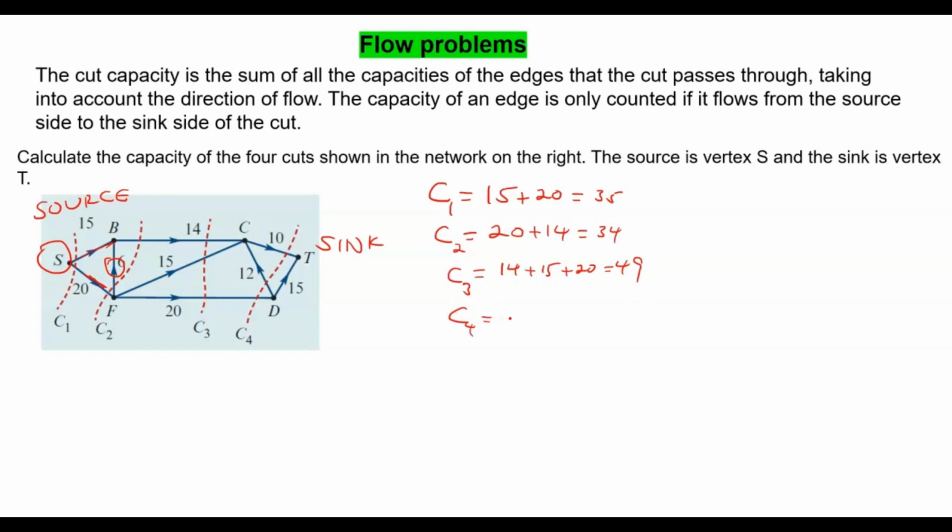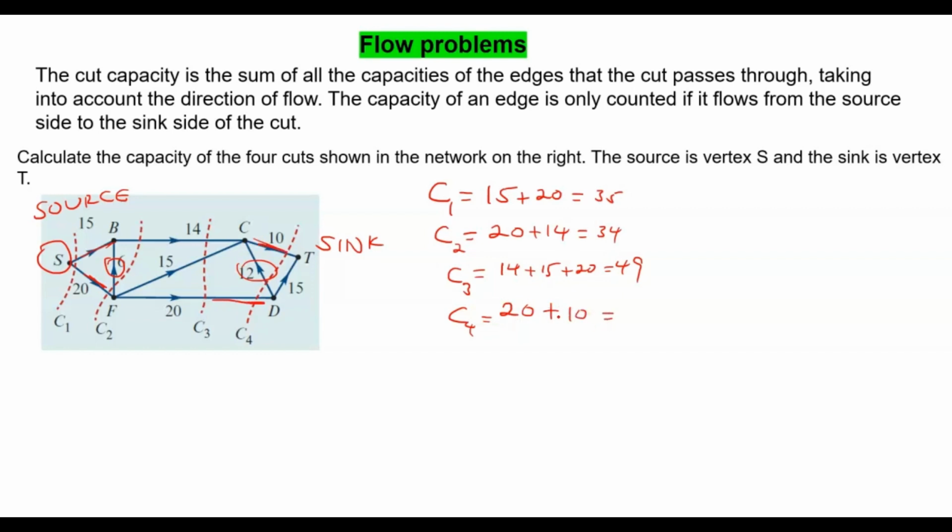And let's have a look at the capacity of cut 4. All right, cut 4, we have 3 lines again. This one is actually going back, so we're not going to include that. So that's going to be 20, which is this one here. Then we add to that 10.